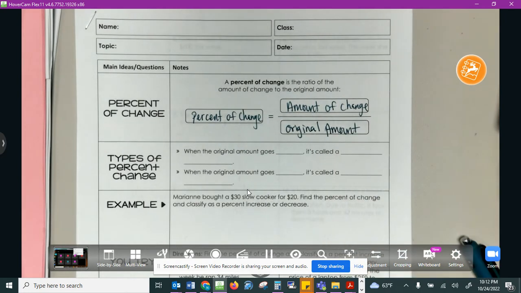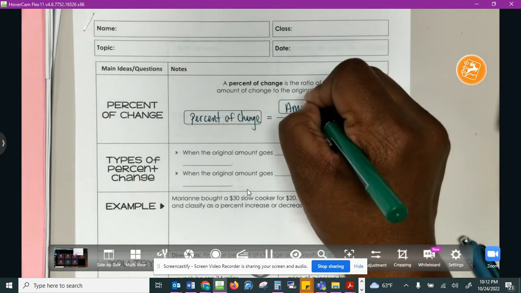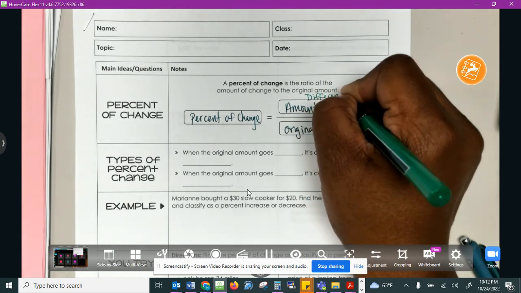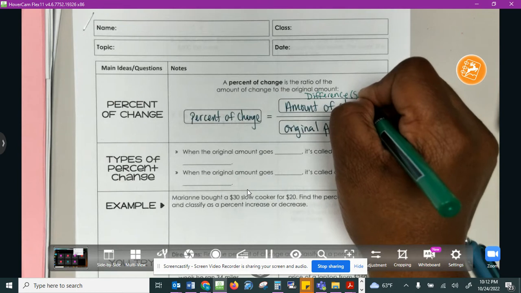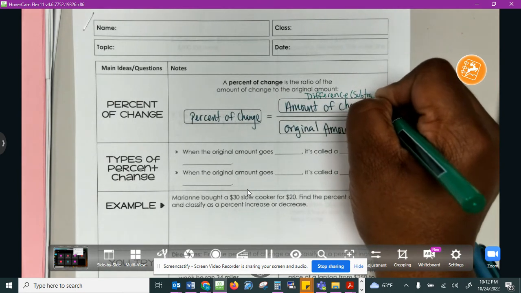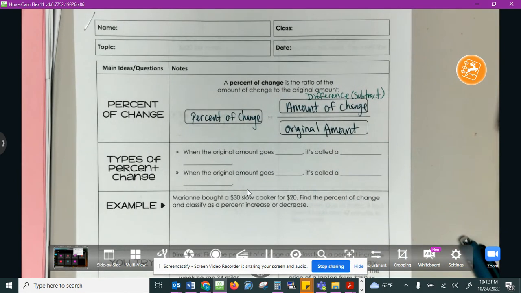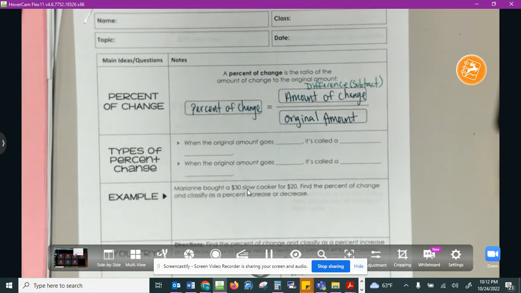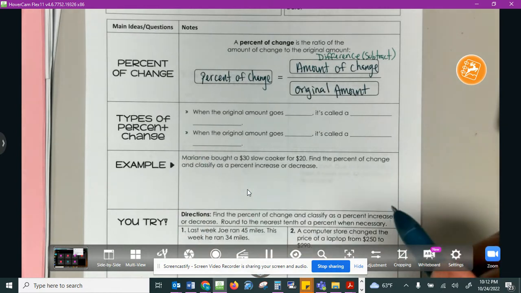So what does that really mean? Well, the amount of change is actually going to be the difference. And when we think of the difference, we think about subtracting. And the original, we'll identify that as we keep going. So let's keep going. Let's talk about the types of percent of change.